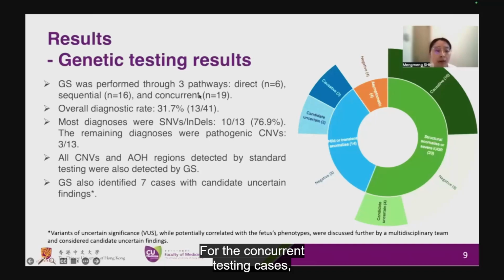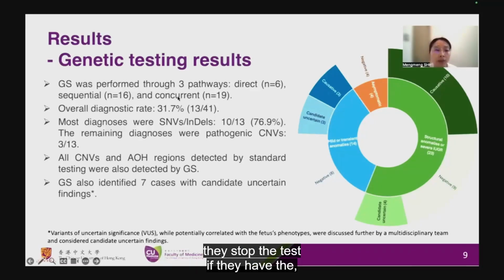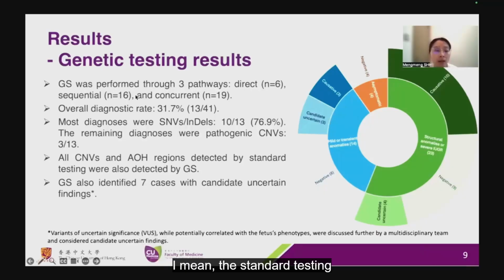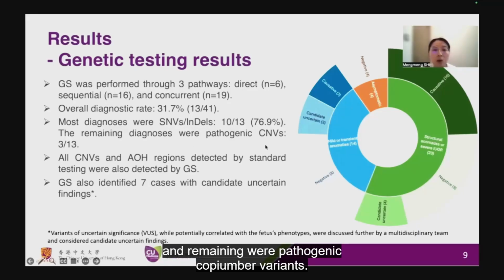For the concurrent testing cases, the patient retains the option to stop the test if the standard testing has already reviewed the results. The overall diagnosis rate is 30%, and most of the diagnoses were single nucleotide changes, and the remaining were pathogenic copy number variants. And also, obviously, the diagnosis rate is highest in the structural anomalies or severe IUGR.